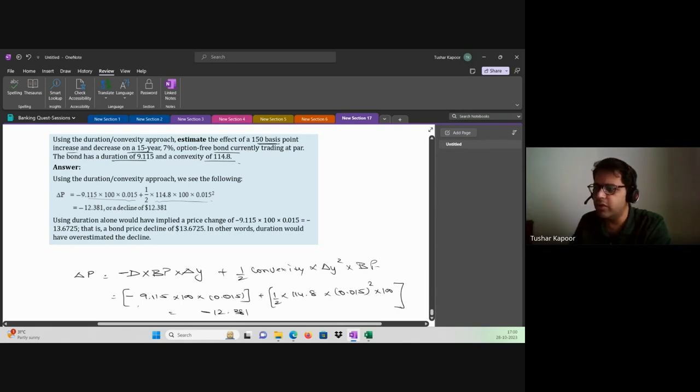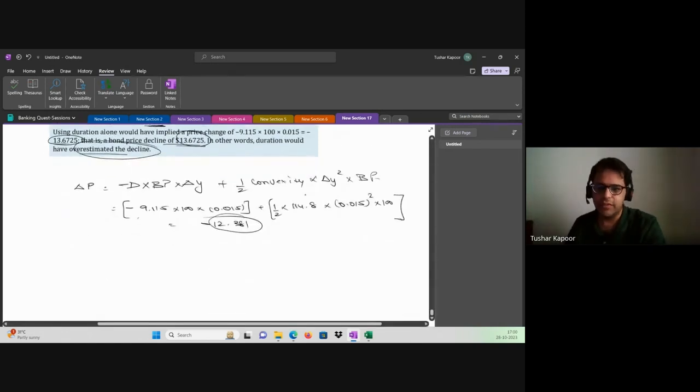Now, an important point to note here is, what is the change in the bond price here? The effect of a 150 basis point increase. Now, if the yield is increasing, the bond price will decrease, and that is what we want to conclude, that 12.381 would be the decline in price. So using duration alone would have implied a price change of 13.6725, which is more decrease, right? That is a bond price decline of this much. In other words, duration would have overestimated the decline. What we are saying is there is an underestimation of decline by convexity adjustment.